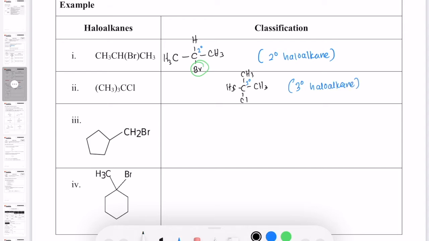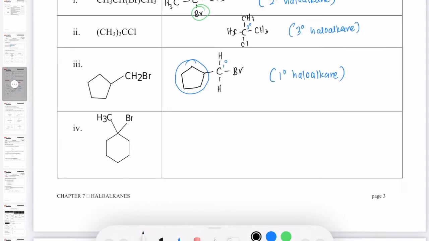Okay, how about number 3? You have to classify this carbon only. If we look, it is actually primary because it only has one alkyl group here. Therefore, this haloalkane is a primary haloalkane.